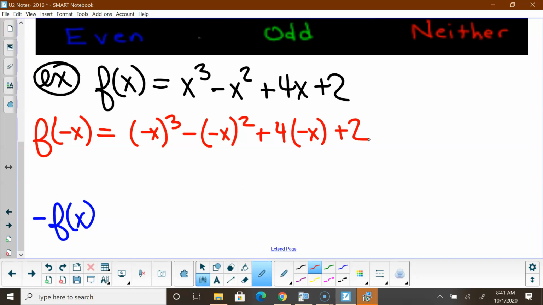Now, what happens when a negative is cubed? It stays negative. All right, so this is just a negative x cubed, minus, what is negative x squared? It's just positive, right? So that sign for your negative stays there, but it's going to be a positive x squared. All right? Now I've got a minus 4x plus 2. So is this the same thing as my original function? Nope, so it's not even.